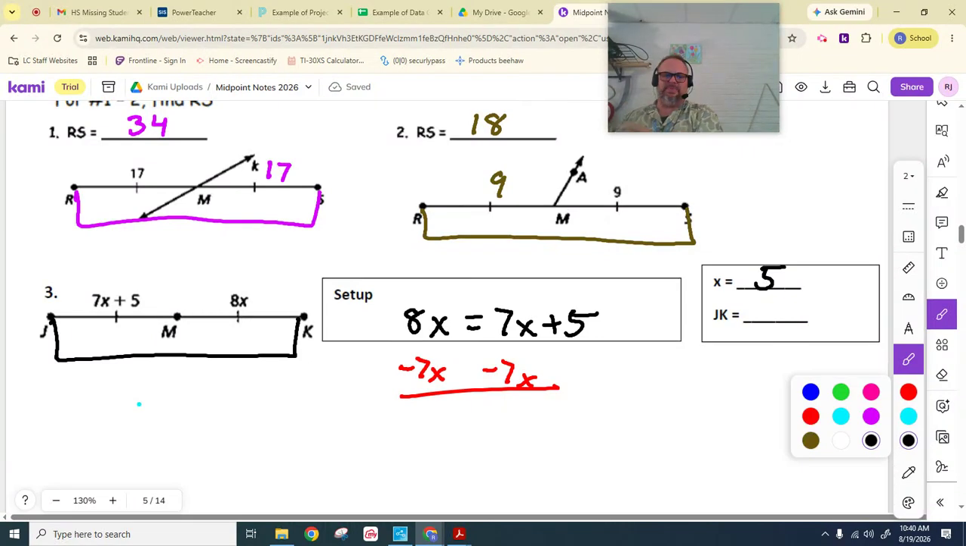Reading the problem. I'm going to choose the 8x to plug this into because that seems easier. Well, what is 8 times 5? 40. Well, that's 40. That means this is 40. That means the whole thing is 80.